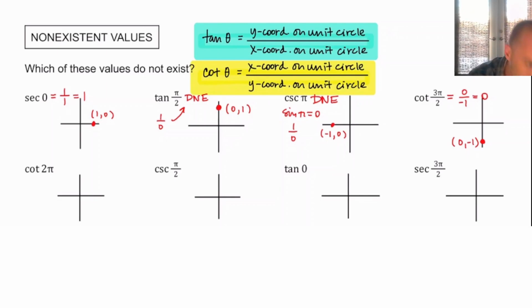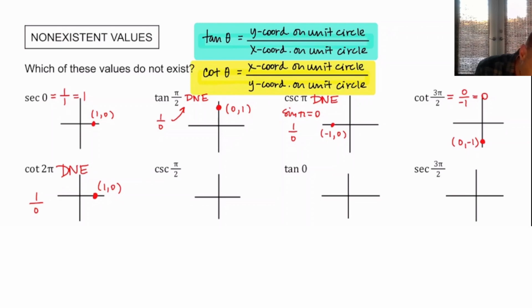So cotangent of 2 pi. Locate 2 pi on the circle. That's the same as 0. It's the far right edge. Coordinates are 1 and 0. Cotangent is x-coordinate divided by y-coordinate. 1 over 0. That fails to exist, right? Can't be divided by 0.